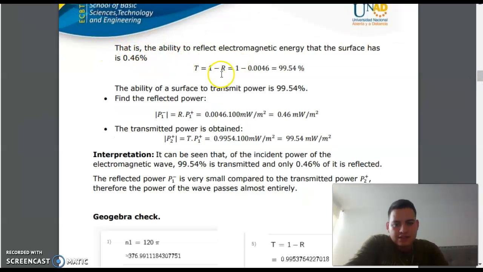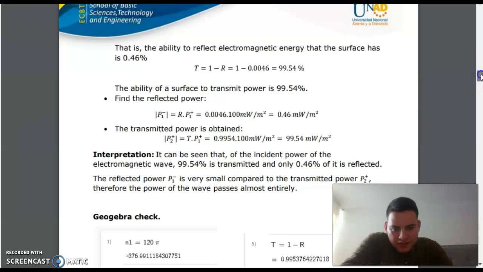This is the ability to reflect electromagnetic energy that the surface has. It is 0.46%. And this is the ability of the surface to transmit power, which is 99.54%.